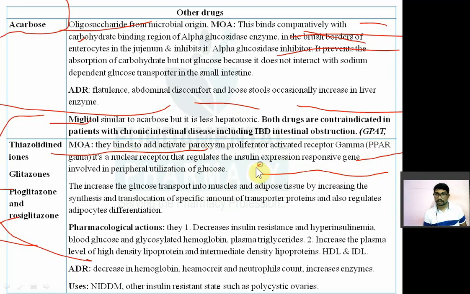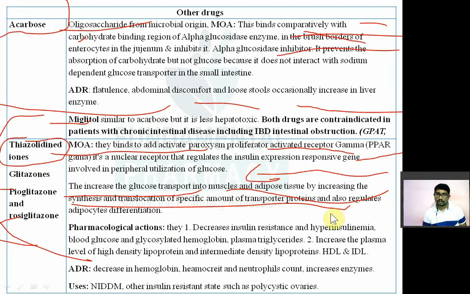So these glitazones activate this peroxisome proliferator activated receptor gamma, and activation of this receptor causes an increase in gene expression and production of more protein, which is responsible for the utilization of glucose. So increase in the glucose transport into muscle. So increased amount of glucose transporter causes increase in the glucose transport into muscle and adipose tissue. The main site of action of these thiazolidinediones is nothing but the adipose tissue. Adipose tissue is the main site of action. Remember, they increase the utilization of glucose in peripheral tissue, muscles and adipose tissue by increasing the synthesis and translocation of specific glucose transporter protein responsible for the glucose utilization.